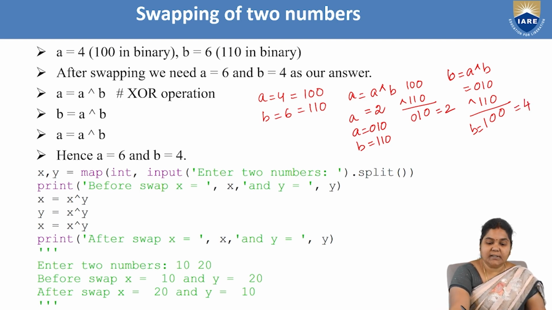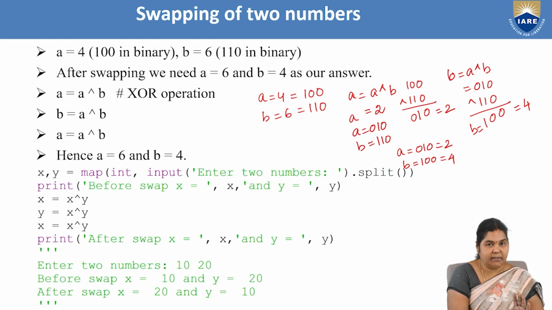Now, after doing these two steps, A value is 0, 1, 0, which is nothing but 2, and B value is 100, which is nothing but 4. That means the value of A we already got in B. So that means it is swapped. But the value of B we didn't get in A. So let us do one more time.